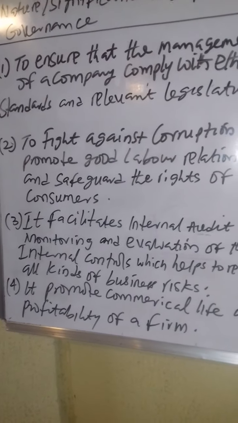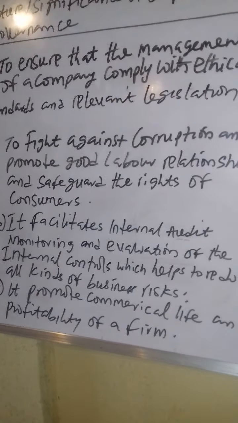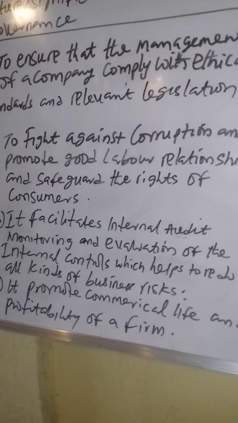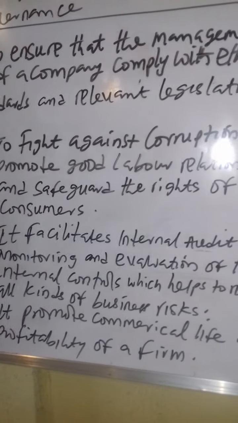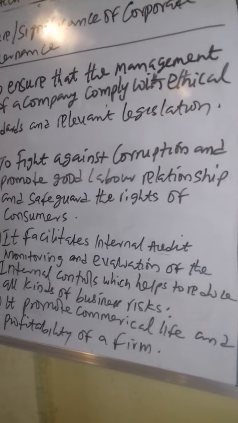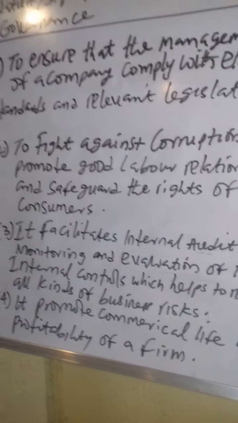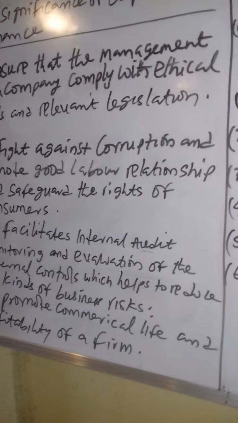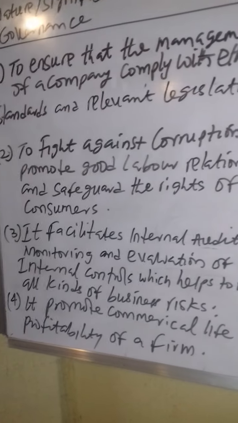Number 3, corporate governance facilitates internal audit, monitoring and evaluation of the internal controls which help to reduce all kind of business risk. Where there is corporate governance, there will be internal audit. And where there is internal audit, there will be internal control policies which the audit has to monitor and ensure they are functioning.